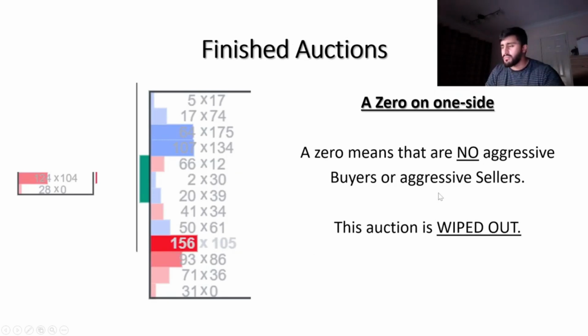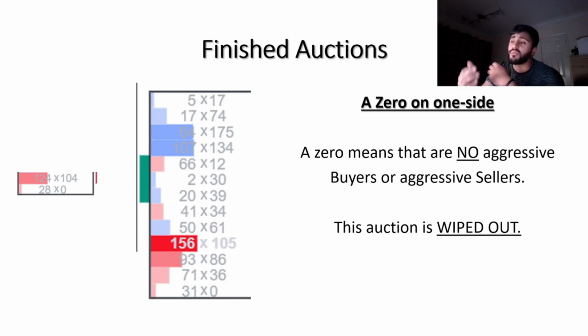So I briefly said earlier that there's a bid and the ask. Now, when there's a zero on one side, what this represents is that the auction has been wiped out and there are no aggressive buyers or sellers at that point. So if we look over here, we see 28 for zero. This means that there's no market participants hitting the ask. So there's no aggressive buyers, right?